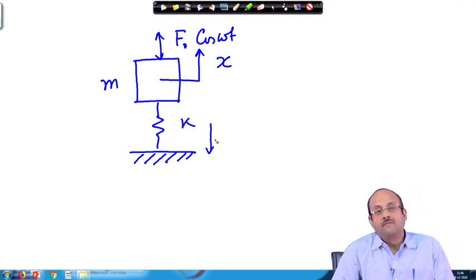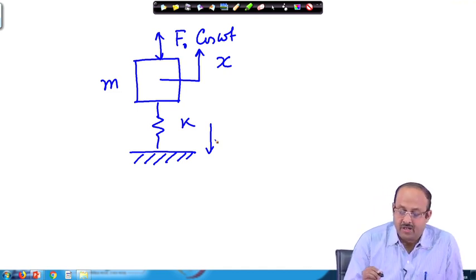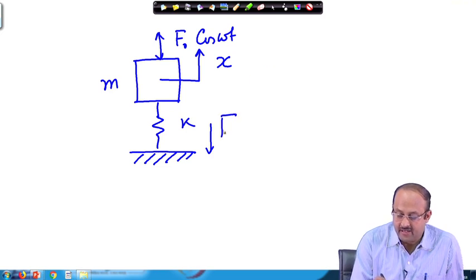This is quite important from the electronic packaging point of view, because when the component vibrates, it transmits certain force to the ground, and this force is actually essential for the development of stress, and that stress, if it is quite large, may lead to the breakage of the component. Now, when you have the transmissibility, that is the force transmitted here.